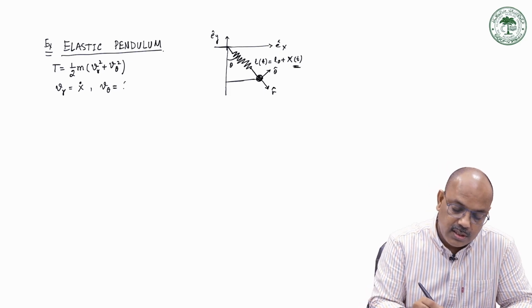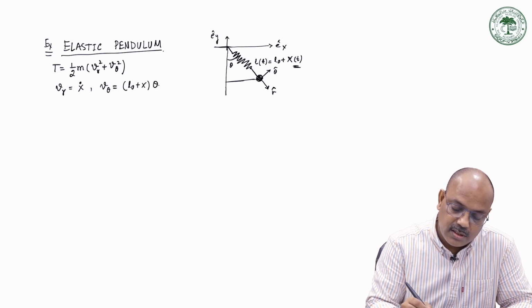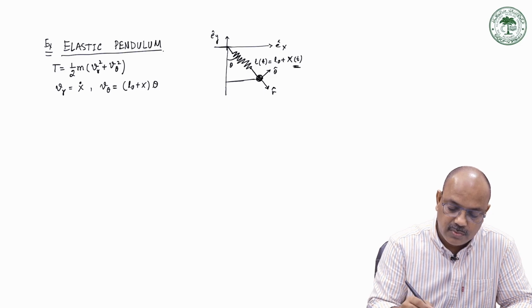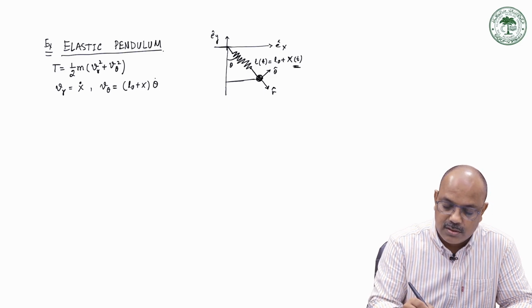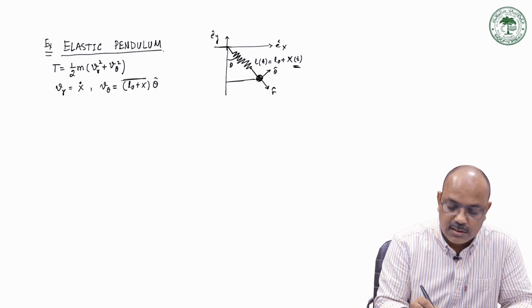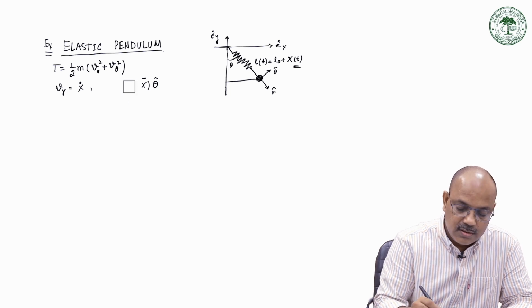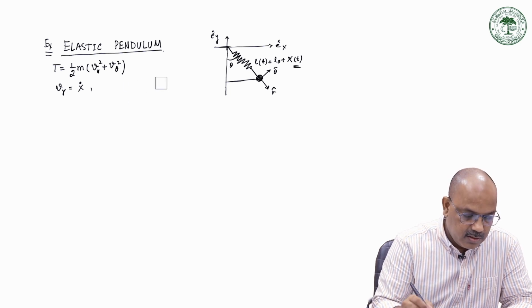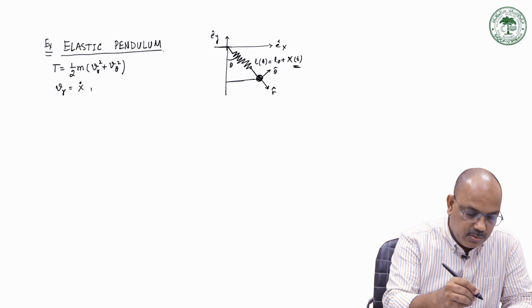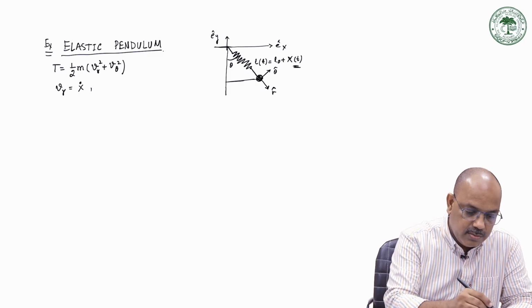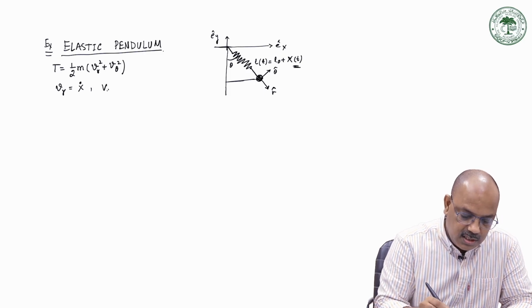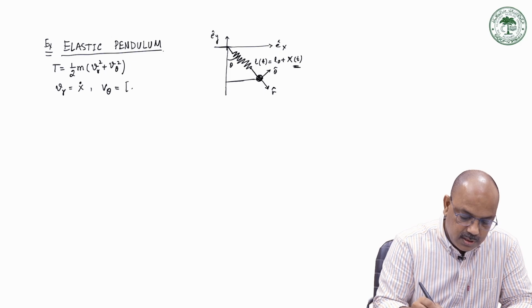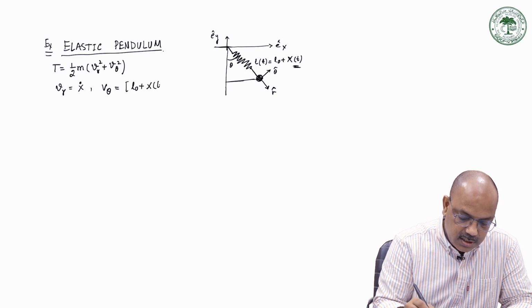This is L naught plus x, and this is theta dot. So let me write it very clearly. L naught plus x, squared, times theta dot square. So v theta is going to be L naught plus x(t) times theta dot.